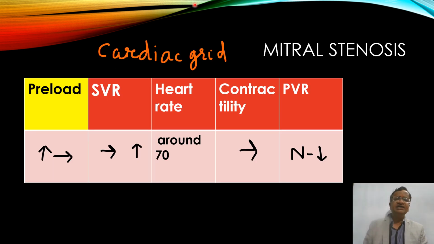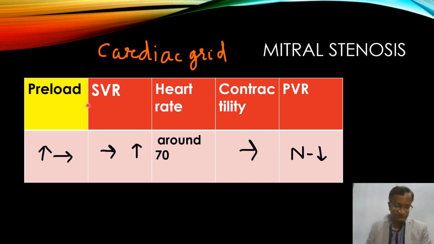Now, what is the cardiac grid? When we say mitral stenosis, aortic regurgitation, ventricular septal defect, any cardiac disease, we should know the cardiac grid. That means what is ideal for preload, systemic vascular resistance, heart rate, contractility, PVR in mitral stenosis. This is what is called the cardiac grid.